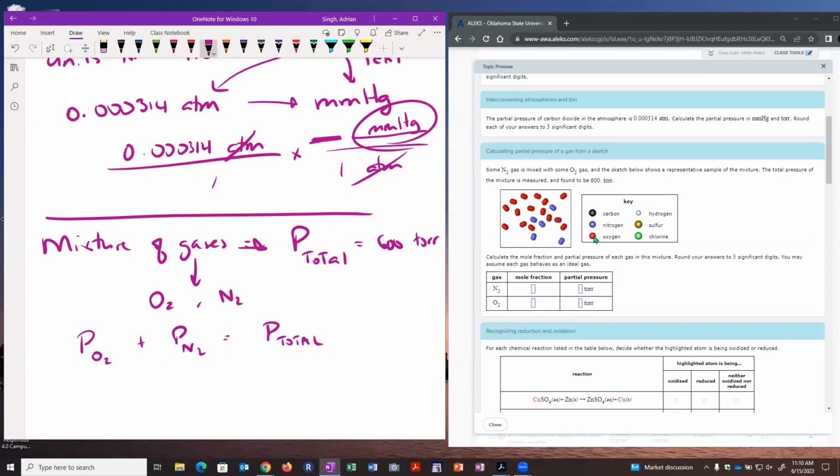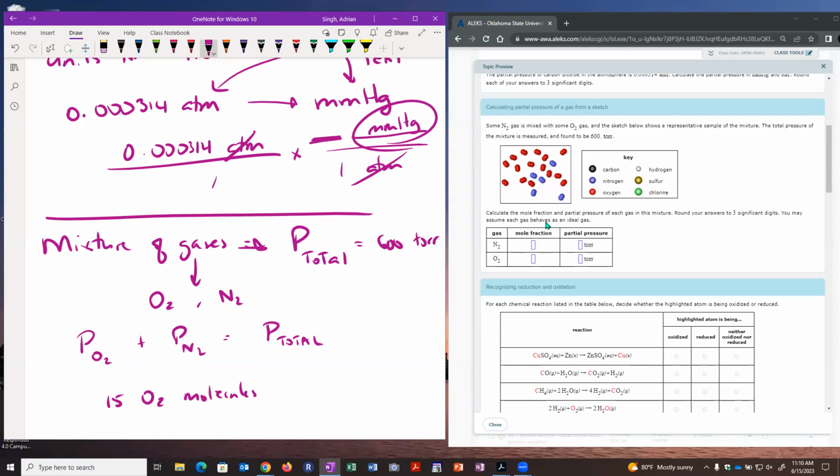So the oxygen is red. So the 2 red spheres, that represents O2. So if we count, we have 1, 2, 3, 4, 5, 6, 7, 8, 9, 10, 11, 12, 13. We have 15 O2 molecules. And how many N2s do we have? We have 1, 2, 3, 4, 5 N2 molecules. So we have a total number of molecules of 20.